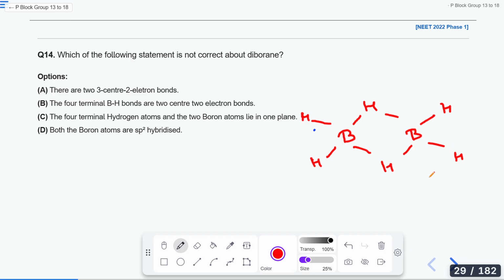Once you join the bond, what is the total number of electrons in boron? The total number of electrons in boron is 3, and the total number of electrons in hydrogen is 1.